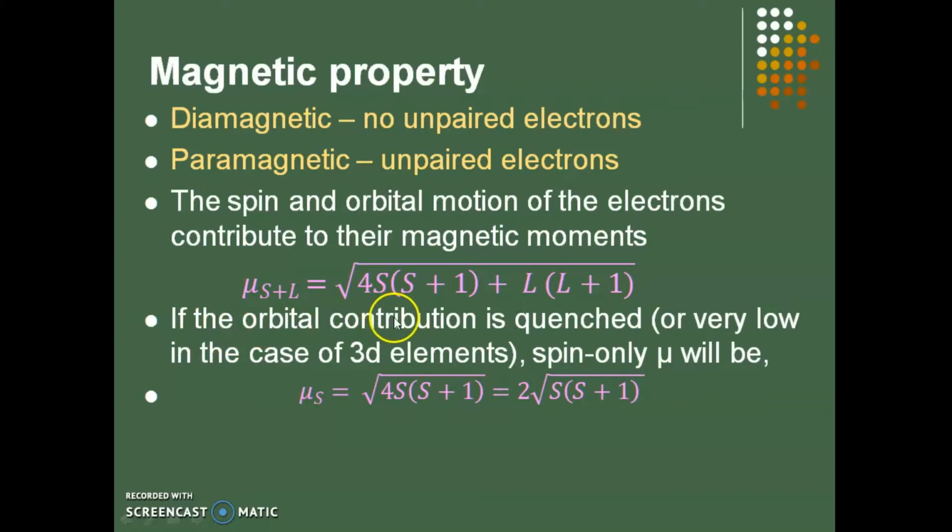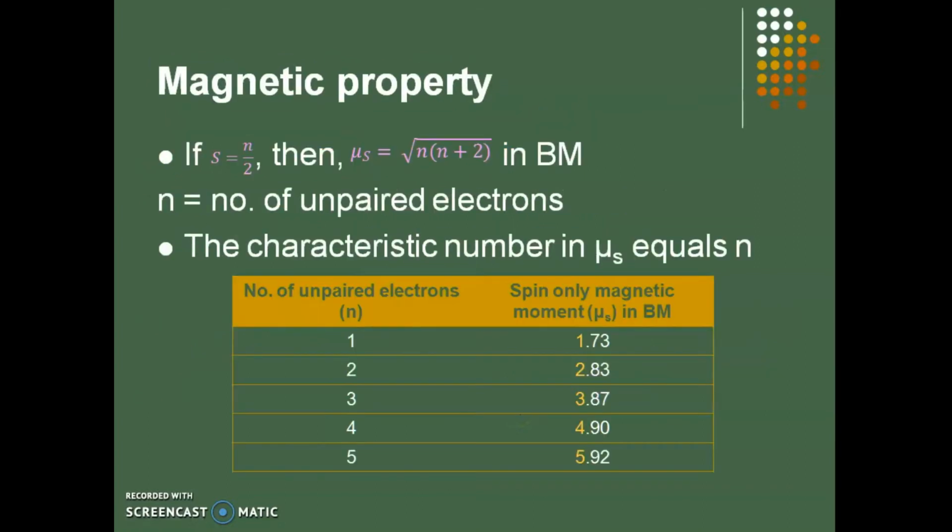If the orbital contribution is quenched, that means if L becomes 0 or is very low, as in the case of 3d elements, then we will be using only the spin-only formula. The spin-only formula is given as root of 4S(S+1). Taking the 4 out, we get it as 2 into square root of S(S+1).